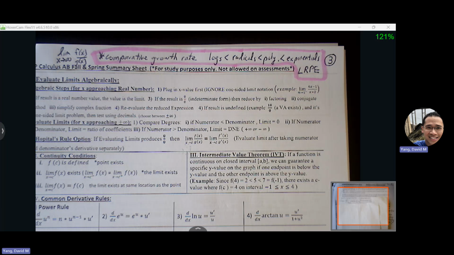And logs, if we're going out to infinity, then logs will always grow at the slowest rate, followed by radicals, followed by polynomials, and exponential grows at the fastest rate. So the acronym there is LRPE.